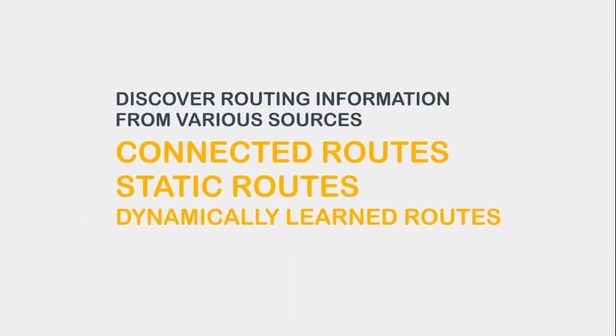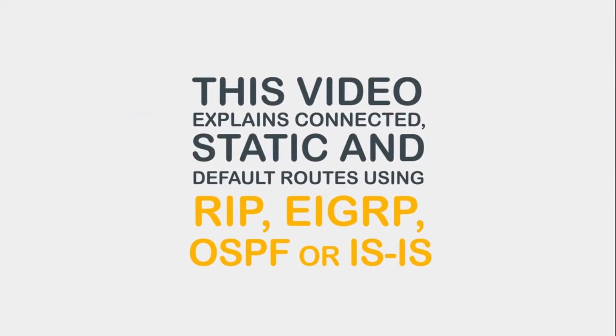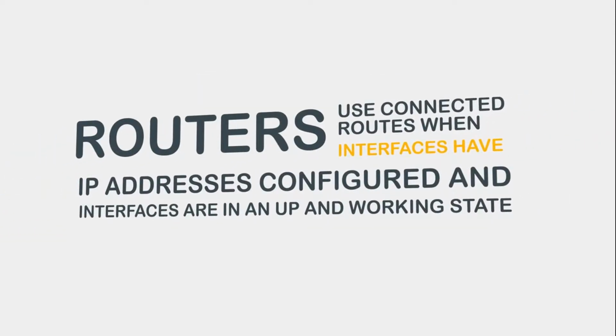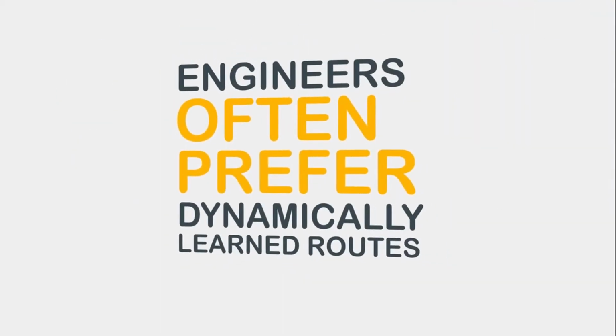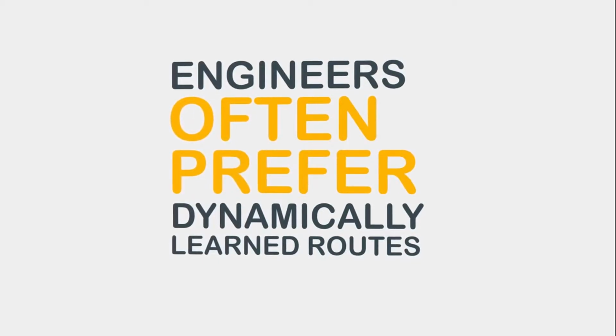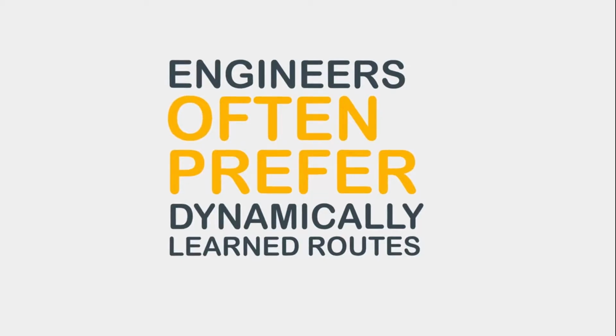To build these routes, routers must discover routing information from various sources, including connected routes, static routes, and dynamically learned routes. This video explains connected, static, and default routes using RIP, EIGRP, OSPF, or IS-IS. Routers will use connected routes when interfaces have IP addresses configured and when the interfaces are in an up and working state. Engineers often prefer to use dynamically learned routes over static routes as they are easier to manage in larger or frequently changing networks.